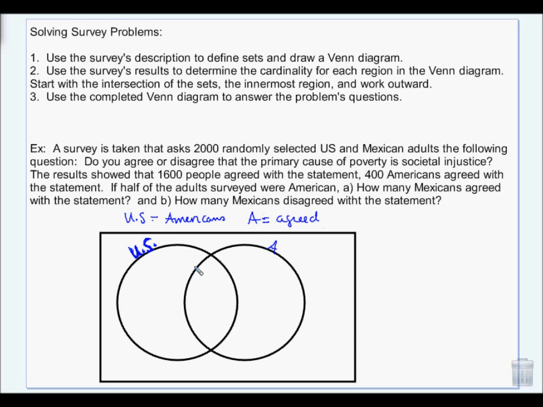Okay. We know 1,600 people agreed with the statement. So that's 1,600. 400 of those are Americans, so they come into this section over here. So 400 Americans are both American and agree. If there were 1,600 total people that agreed and 400 of them were Americans, how many people go over here? 1,200. So that right there tells me how many Mexicans agreed, right?